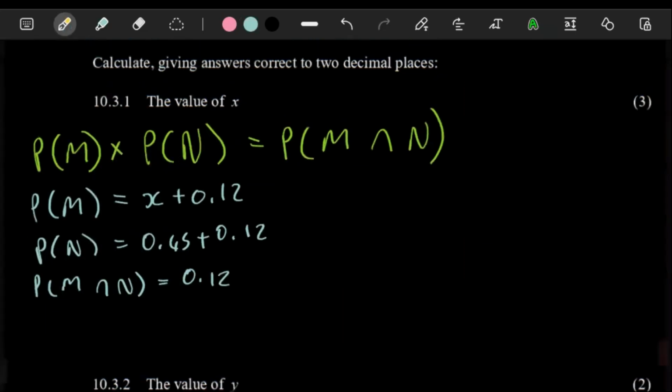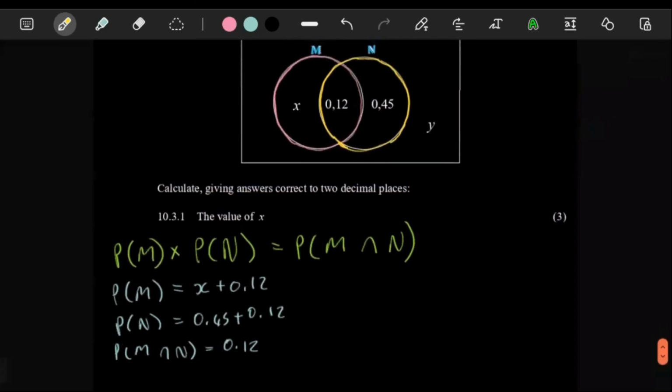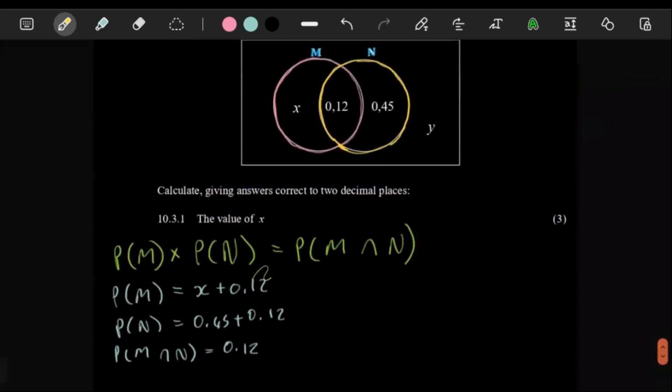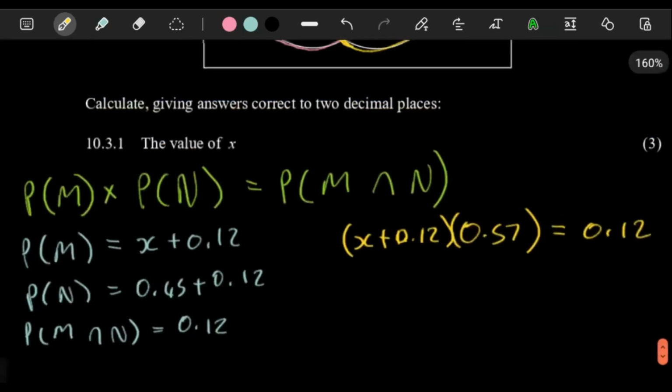Where P(M) is, we know it's just x plus 0.12. And then where P(N) is, it's this number. Let's put that in the calculator. 0.45 plus 0.12 is just 0.57. So this multiplied by this is equal to this value, 0.12. And then we can just solve for x.